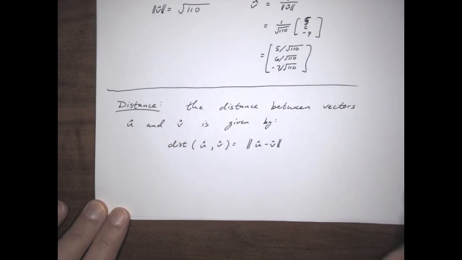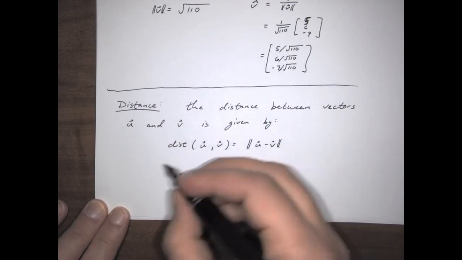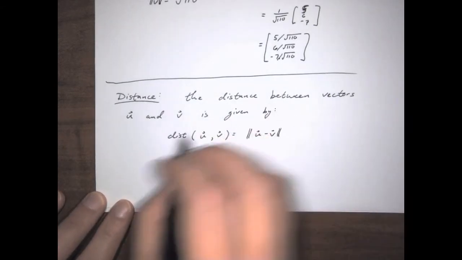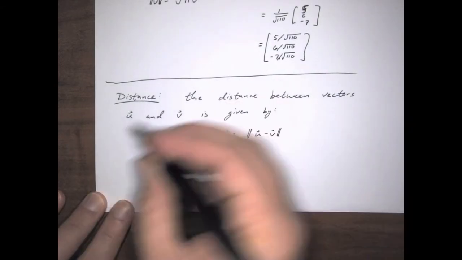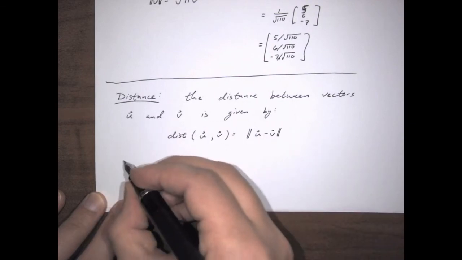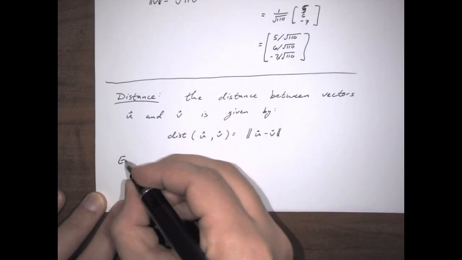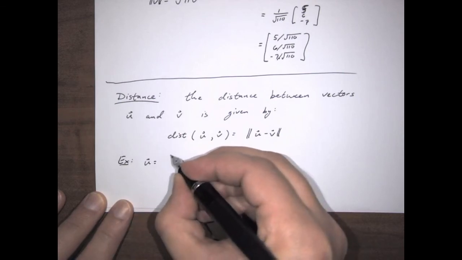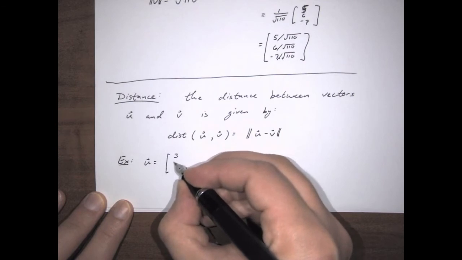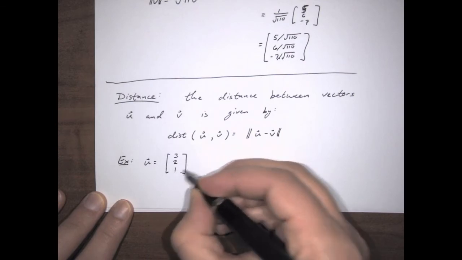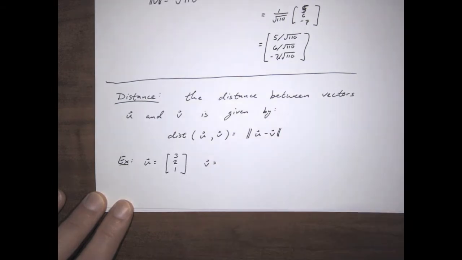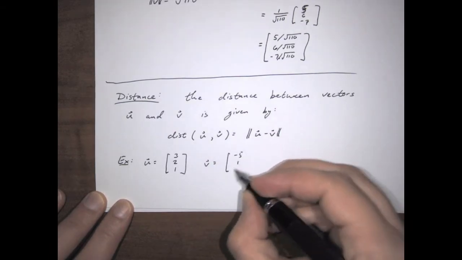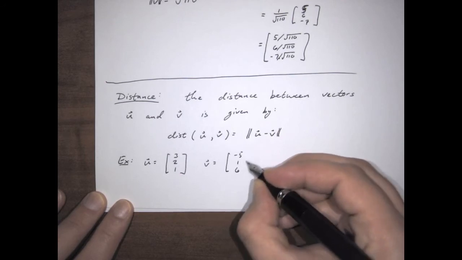This is, by the way, also called a metric. So the distance, also called a metric. So this is called the Euclidean metric. But that's not really so important for us right now. Let's just look at an example. So let's take as an example, u is equal to 3, 2, 1. v is equal to negative 5, 1, 6.